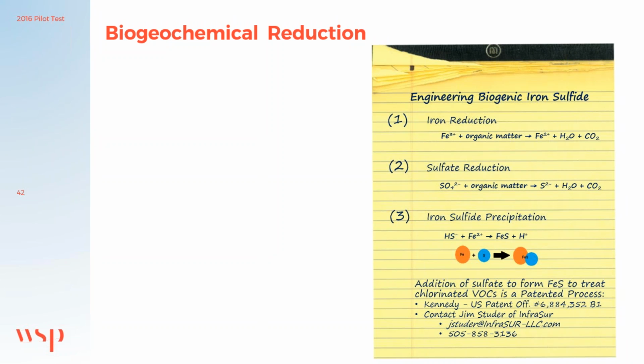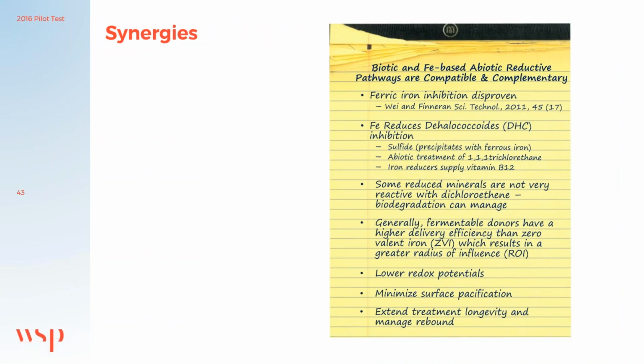Here are some of the iron and bio synergies that I mentioned earlier. First, competitive inhibition between iron reduction and chlorinated VOC reduction, competing electron acceptors, has been disproven, at least where fermentable substrate concentrations are kept at reasonable levels. Iron improves conditions for DHC by reducing concentrations of known inhibitors, sulfide and TCA. Iron reducers also provide vitamin B12, a necessary complement for halorespiration. DHC cannot provide B12 on its own. Some reduced minerals are not very reactive with dichloroethane. Biodegradation can manage those. So you can see that these work synergistically.